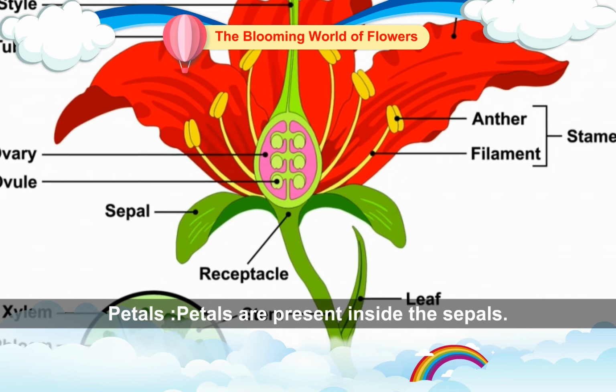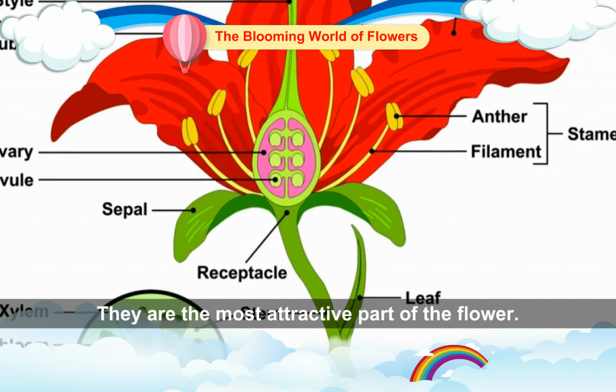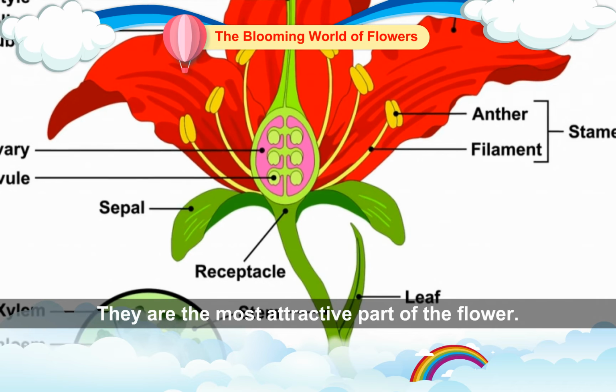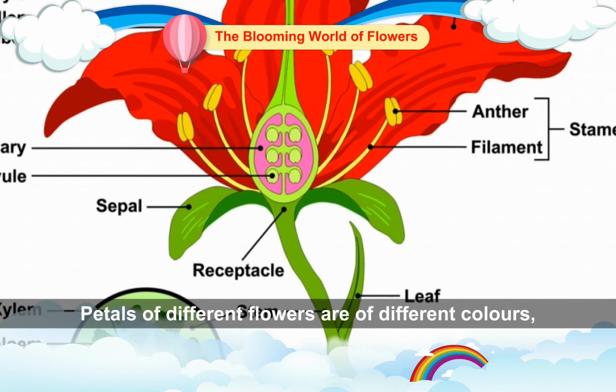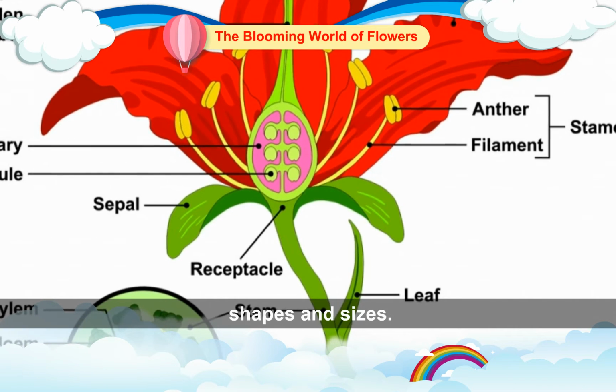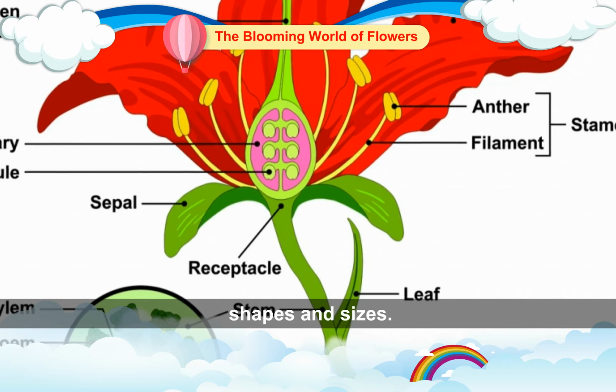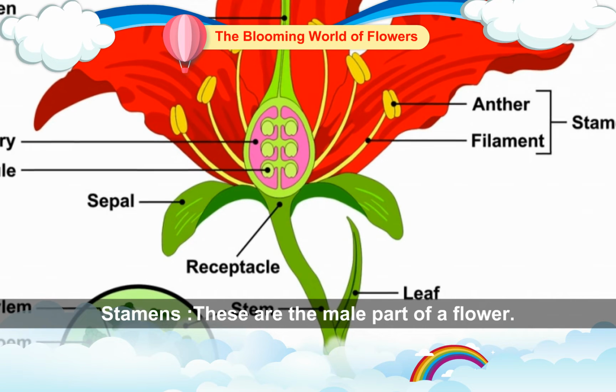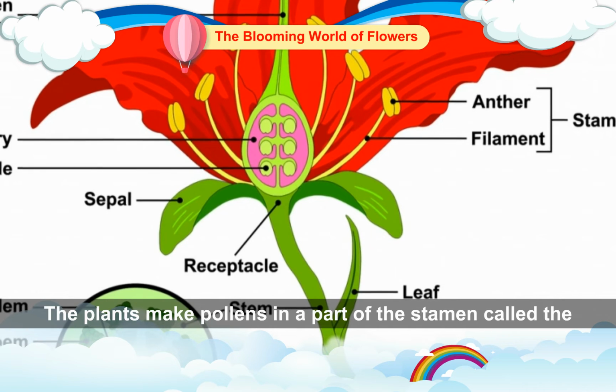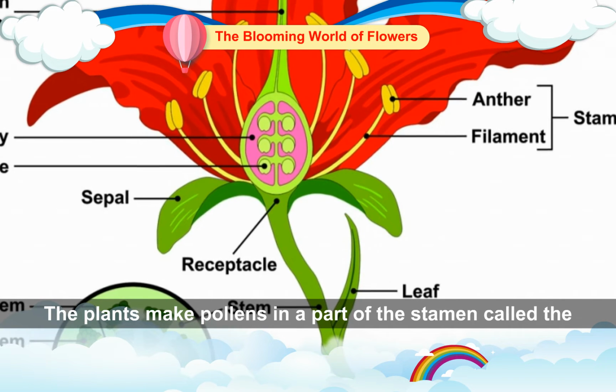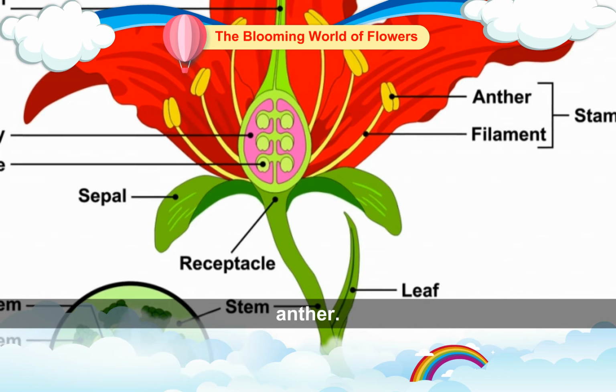Petals. Petals are present inside the sepals. They are the most attractive part of the flower. Petals of different flowers are of different colors, shapes, and sizes. Stamens. These are the male part of a flower. The plants make pollen in a part of the stamen called the anther.